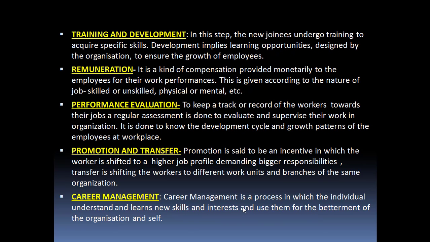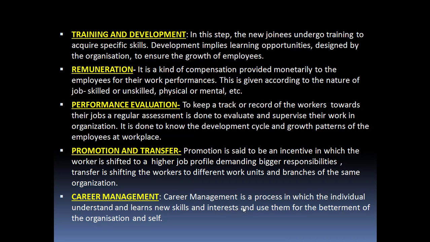And after induction, it's training and development, where the new joinees undergo training programs so that they can brush up and enhance their skills. And in development programs, the major focus is on the learning opportunities which are designed by the organization to ensure the future growth of the employees. Then the remuneration part comes. It is a kind of compensation, that is, basically here the major focus is on the monetary part for the employee's work performance. And there are various parameters according to which the remuneration of an employee is fixed.